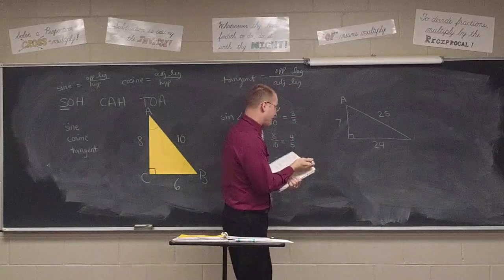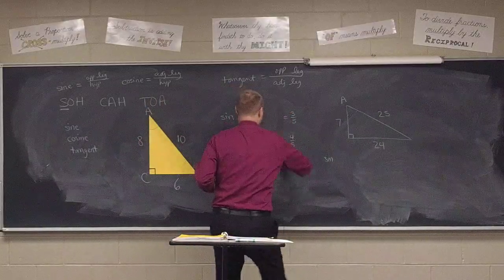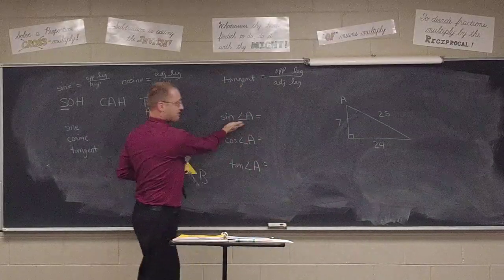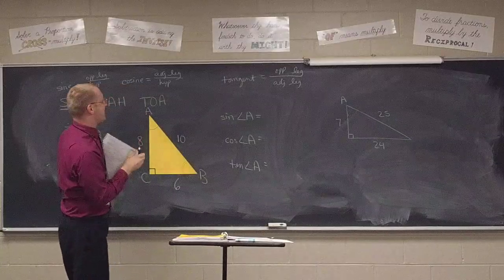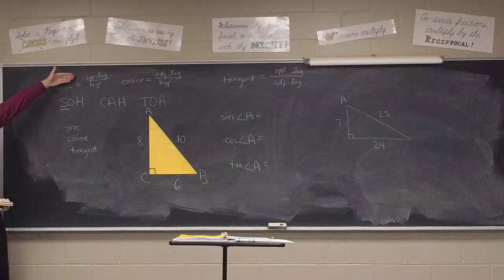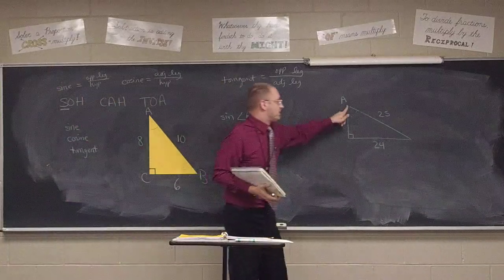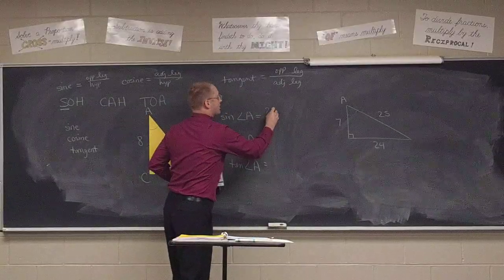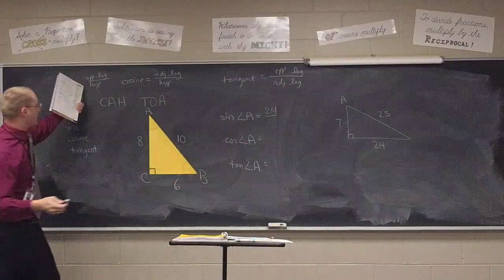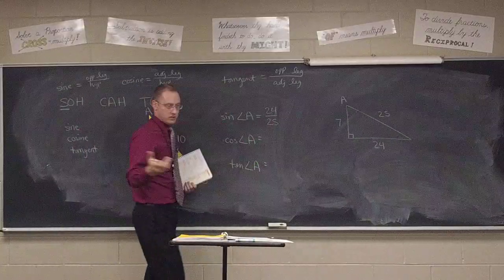If I want to find the sine of angle A, I would need to first identify, class, what is the opposite leg. Well, what is the opposite leg? 24. 24 is opposite or across from A. And the hypotenuse, pretty clearly, class, is 25. And that doesn't reduce. That's the ratio, that's the sine of angle A.